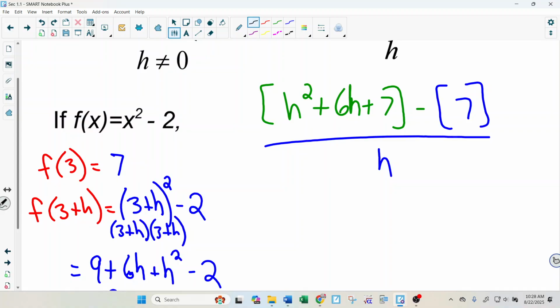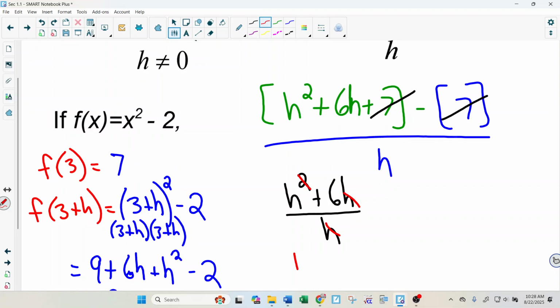Everything without an h cancels. The 7's go away. So 6h plus h squared all over h. Now when I cancel the h's, I'm left with just h.